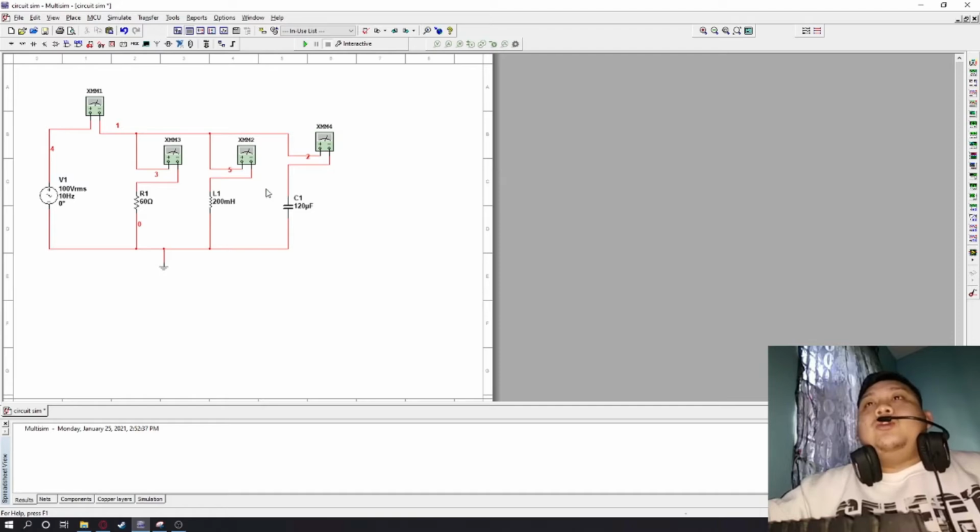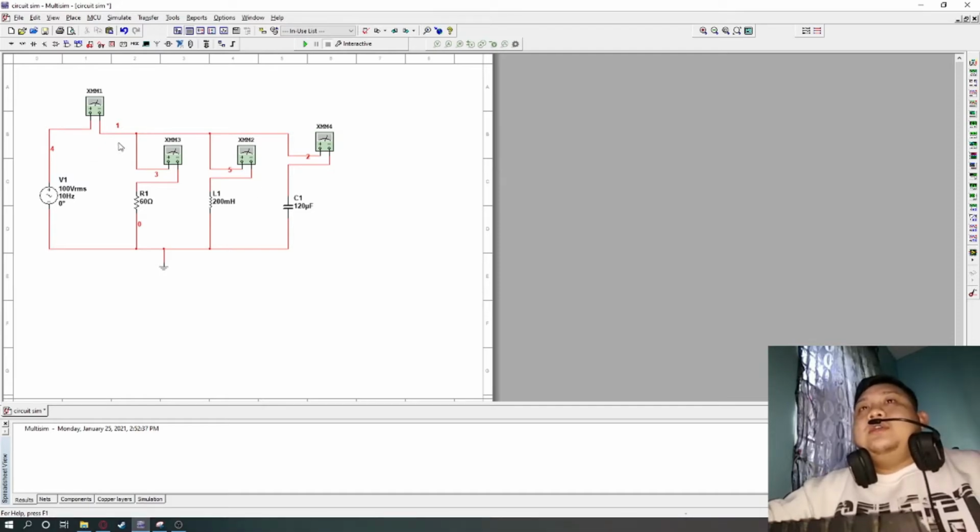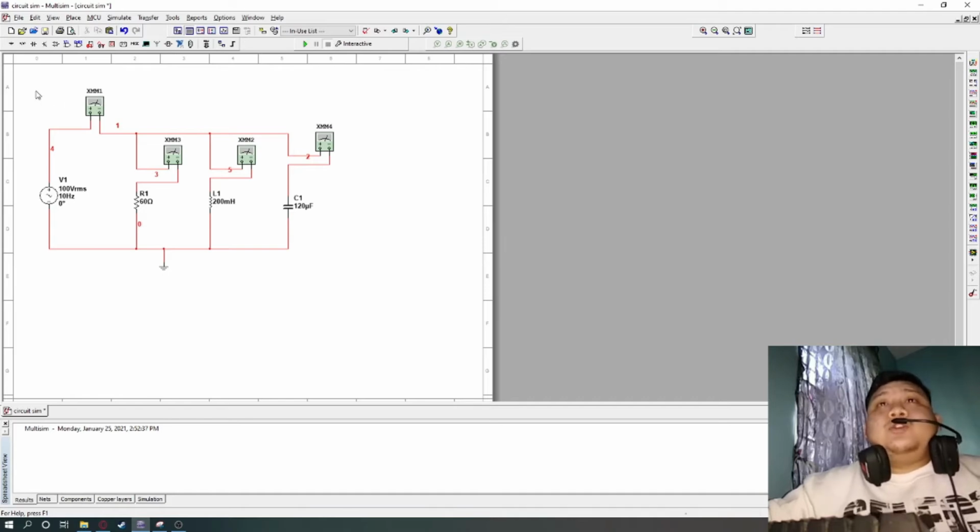So I will continue the presentation. Now I will show you the simulation. The simulation is using Multisim software. As you can see from the simulation, this is the parallel RLC circuit.